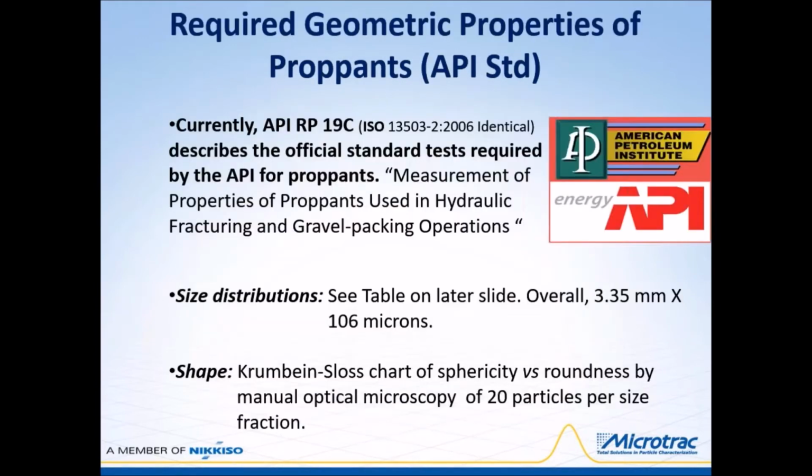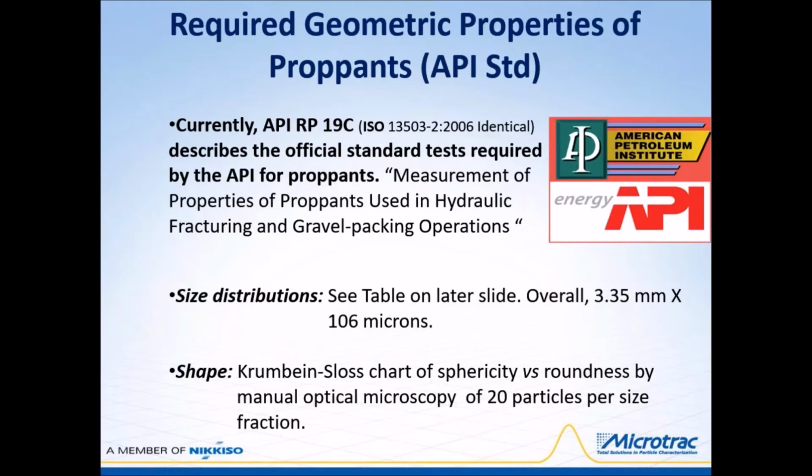This slide refers to the official test requirements for proppants as set forth in the American Petroleum Institute's current API-RP 19C standard. It provides size distribution ranges and two geometric shape factors that must be measured and reported, among other properties such as crushing strength. The size fractions range from 3.35 millimeters down to 106 microns, in a number of different smaller size fractions depending on grade of the proppant. Details are on the next slide.